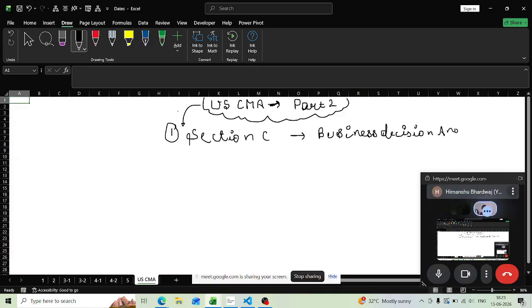So we'll start with business decision analysis. In this section we have three main important topics. First one is CVP analysis, cost, volume, profit analysis. Second one is marginal analysis. And last, it's a little bit statistical, like what we learned about elastic demand, supply, and price in our 11th, 12th standard. It's pure economics, pricing.